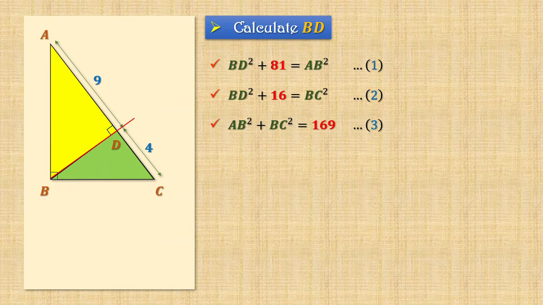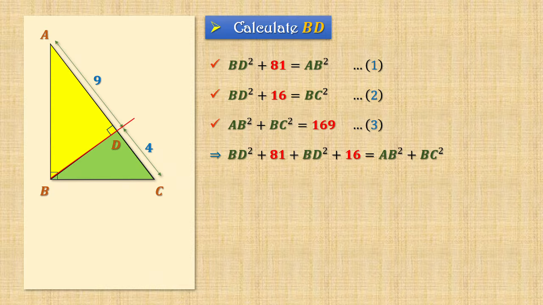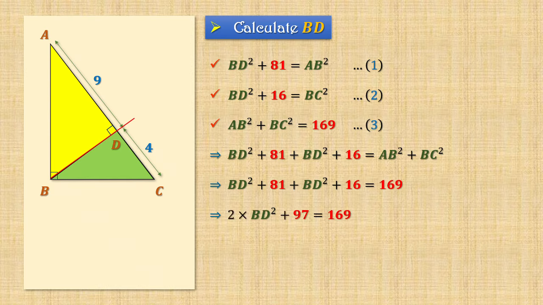Now by adding the equalities 1 and 2, we can deduce that the square of BD plus 81, plus the square of BD plus 16, is equal to AB squared plus BC squared. And as we have in equality number 3, AB squared plus BC squared equal to 169, then by replacing it, we will find that BD squared plus 81 plus BD squared plus 16 equal to 169. This means that 2 times the square of BD plus 97 is equal to 169. Therefore 2 times BD squared is equal to 169 minus 97.